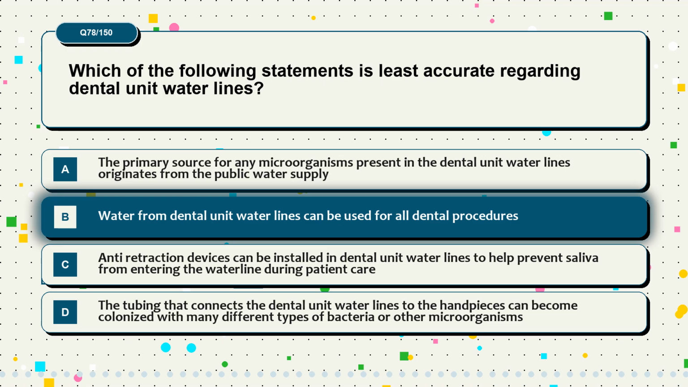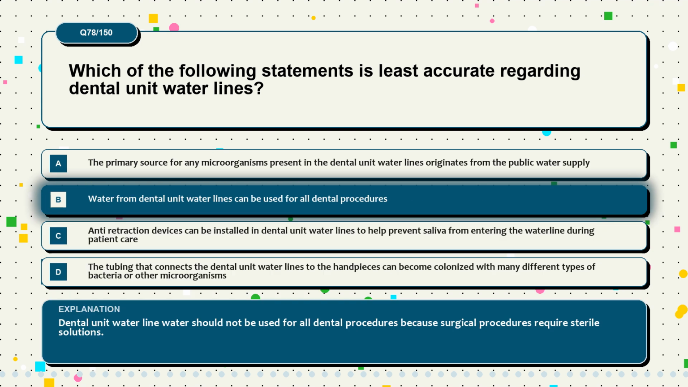The correct answer is option B. Water from dental unit water lines can be used for all dental procedures. Dental unit water line water should not be used for all dental procedures because surgical procedures require sterile solutions.